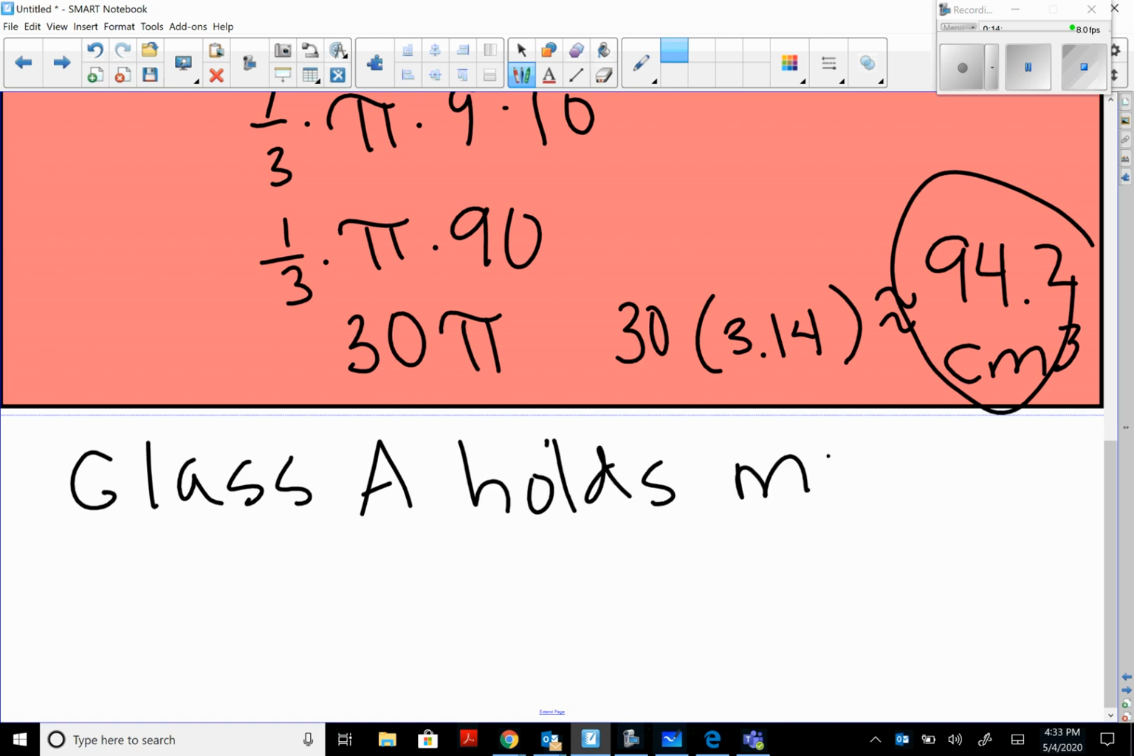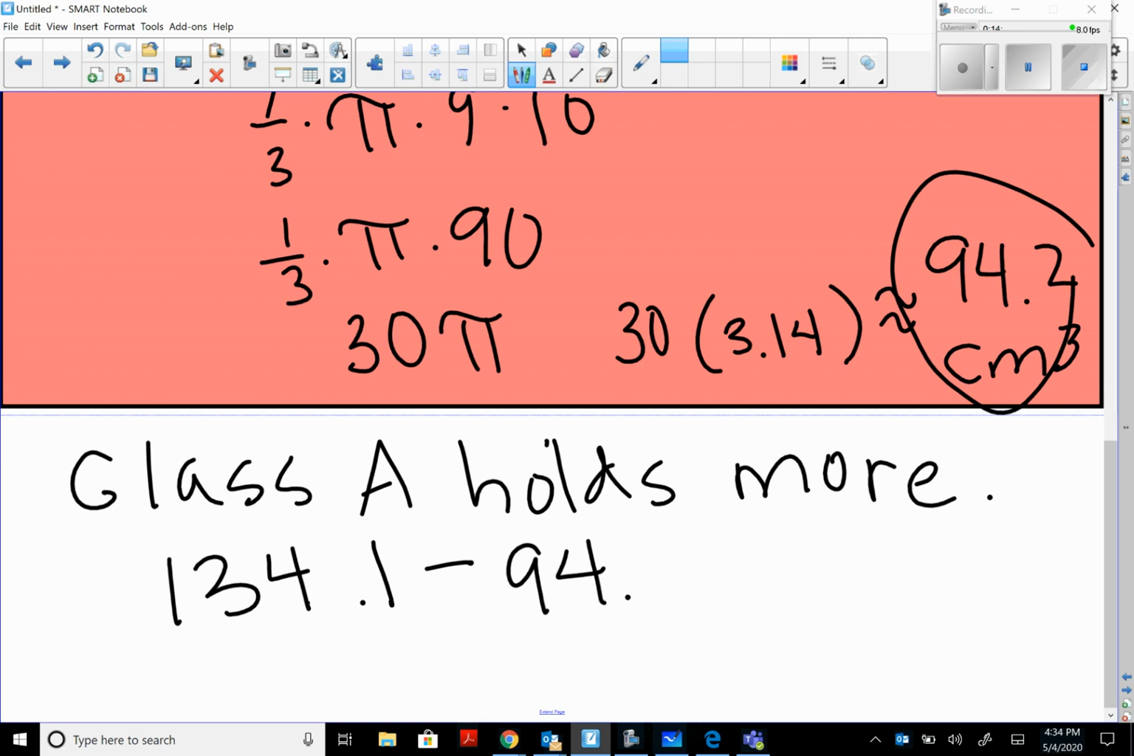And the way that I'm going to figure out how much more is I'm going to subtract the volume of glass A minus the volume of glass B. So 134.1 minus 94.2 is glass A holds approximately 39.9 cubic centimeters more of water.